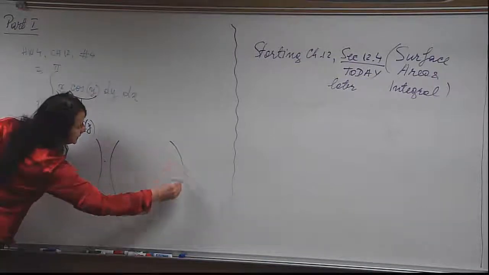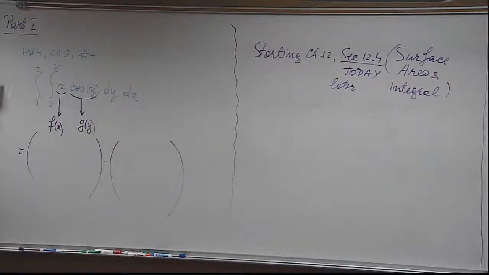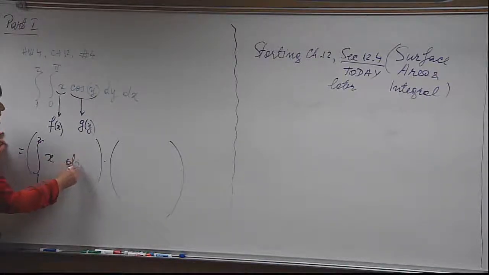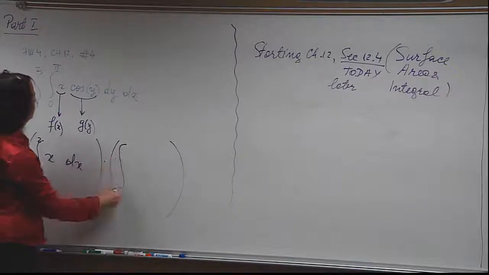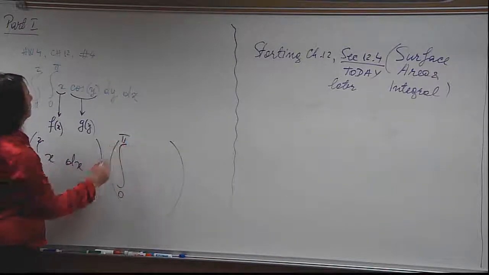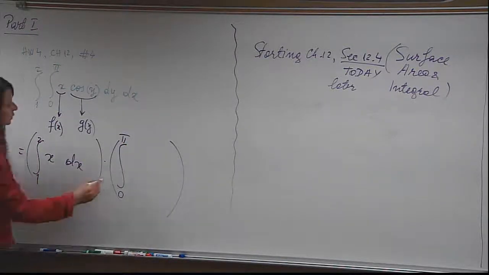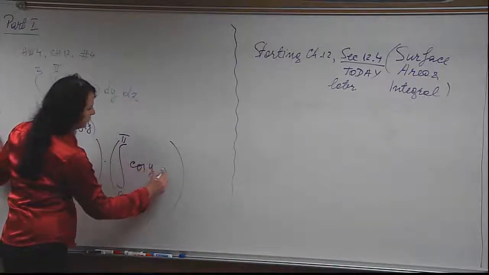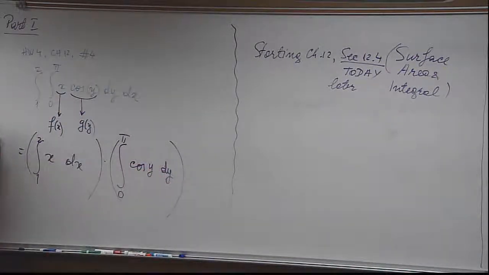Is there anybody seeing already what those integrals will be? Let's see how much you mastered the material. x from 1 to 2, sorry. So there will be the integral from 1 to 2 of x dx times the integral from 0 to pi of cosine y dy. Do we need to reprove this result? No, we proved it last time.